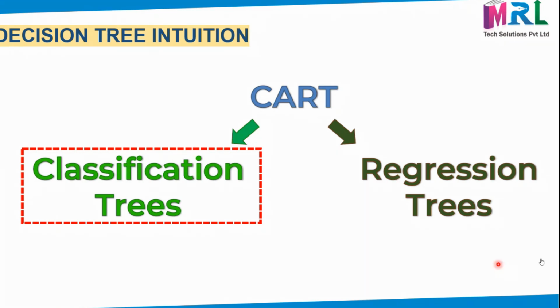Classification technique is a binary classification, either 0 or 1. For example, the person has a disease or not, or can the person purchase this product or not. So these come under classification techniques. So there are two different trees.